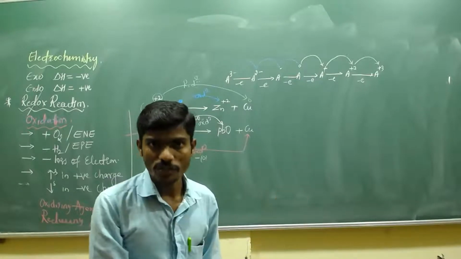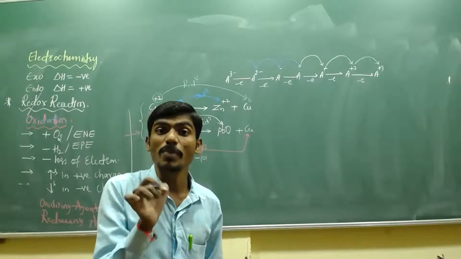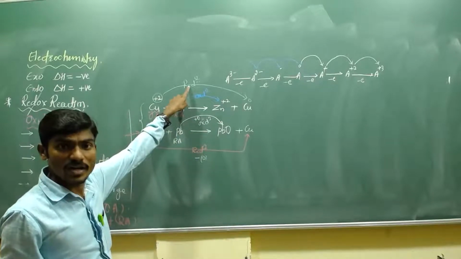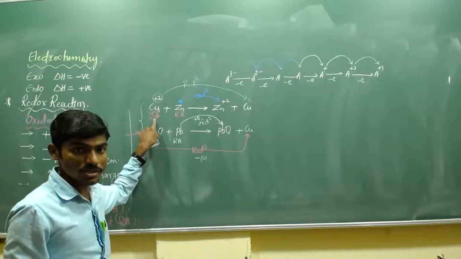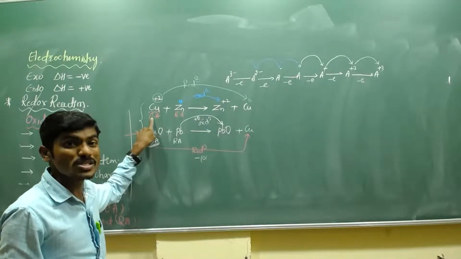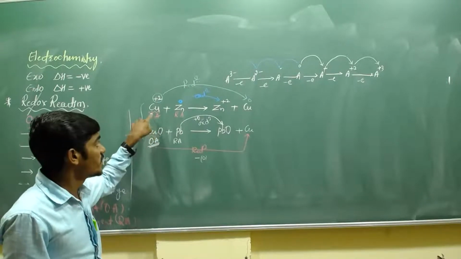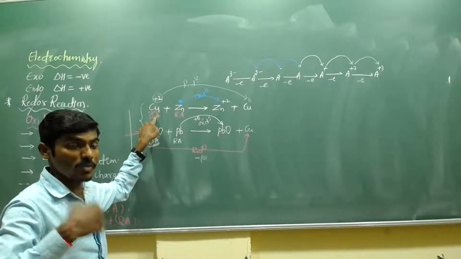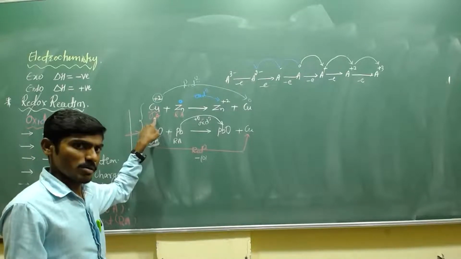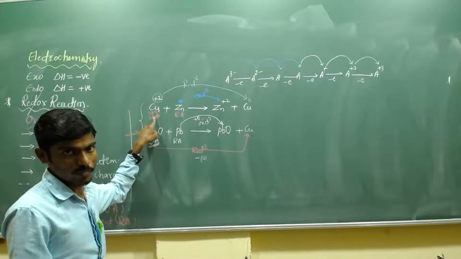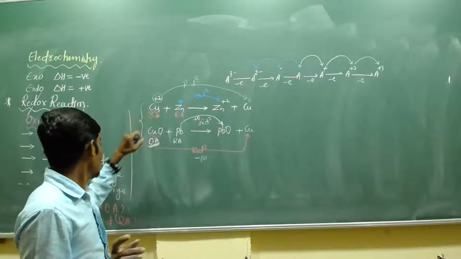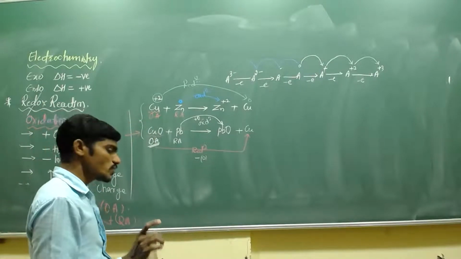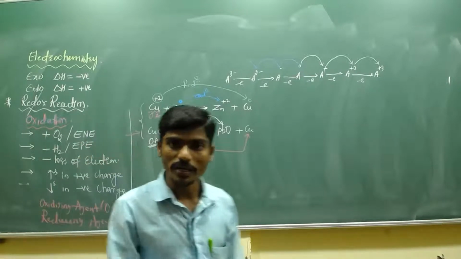Tendency to undergo oxidation is called reducing power. Look at this. Substance which is undergoing reduction is called oxidizing agent. Oxidizing power means the tendency of this substance to undergo reduction is called oxidizing power. If it has a high tendency, then its oxidizing power will be more, and vice versa. So this is about oxidation and reduction: oxidizing agent, reducing agent, oxidizing power and reducing power.